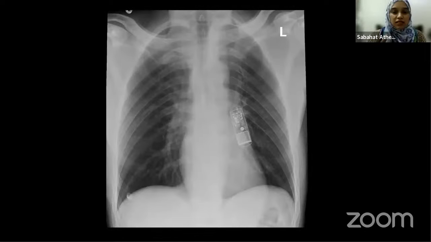Okay, now marching on to case number 4. So what's happening here? This is an abdominal X-ray from the ED. And the surgery team is also there.